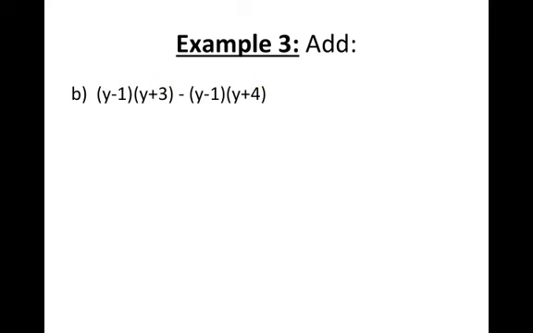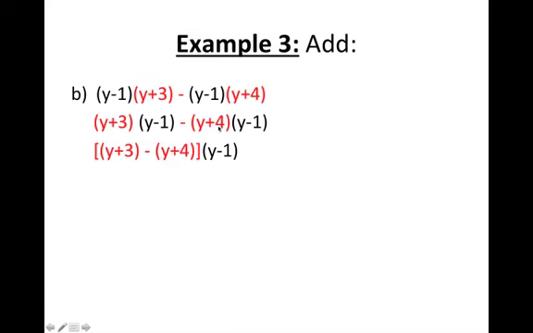Let's do one more like this. I've got (y minus 1)(y plus 3) minus (y minus 1)(y plus 3). So my common factor is y minus 1. So I have y plus 3 y minus 1's, and I'm subtracting from that y plus 4 y minus 1's. Okay, again, I'm going to put the common factor at the end and the other factors at the beginning.